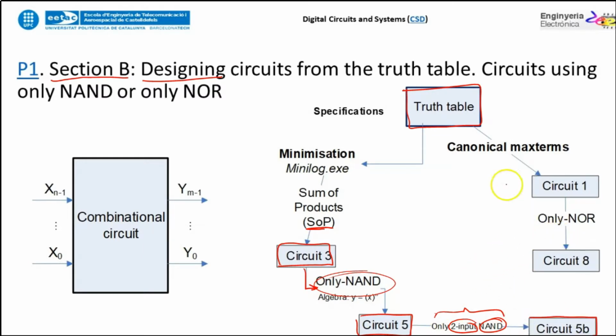Alternatively, we can take another canonical circuit, for example, the circuit 1, which was solved using maxterms, and transform the maxterms so that we generate the circuit 8, which is based only on NOR gates. And naturally, from here you can go on and on, making any kind of equation, right?